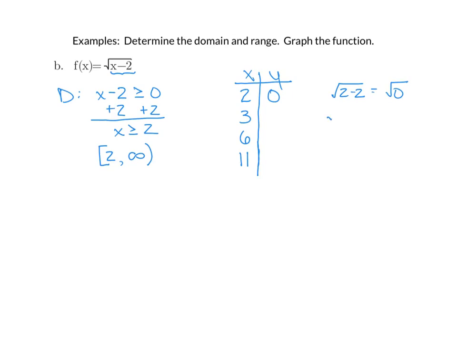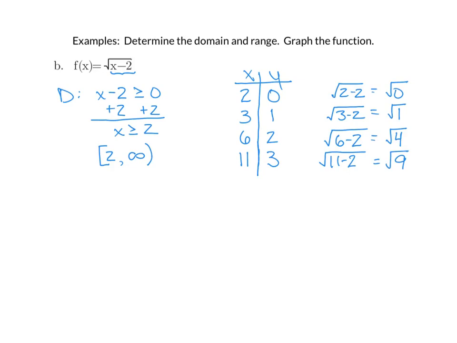If we plug in 3, we get the square root of 3 minus 2, or the square root of 1, which is 1. If we plug in 6, we get 6 minus 2 is 4. The square root of 4 is 2. And finally, if we look at the square root of 11 minus 2, we get the square root of 9, or 3.